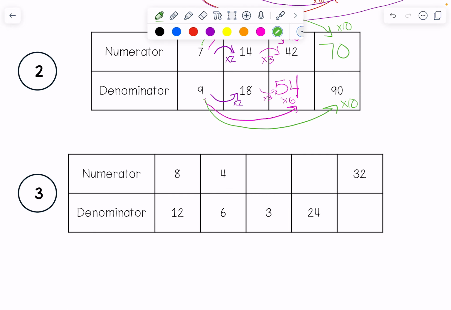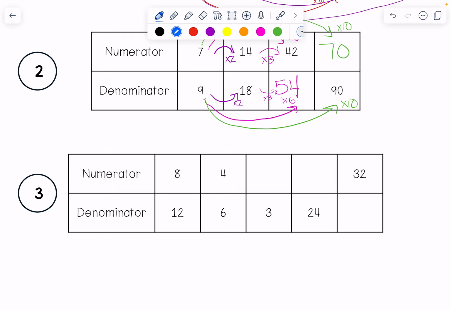On table number 3 here, same idea. This time you'll notice that we initially start by scaling down. So we can scale up or down, there's no particular order. But the point is, I just want you to realize that we're focusing on multiplication and division relationships.